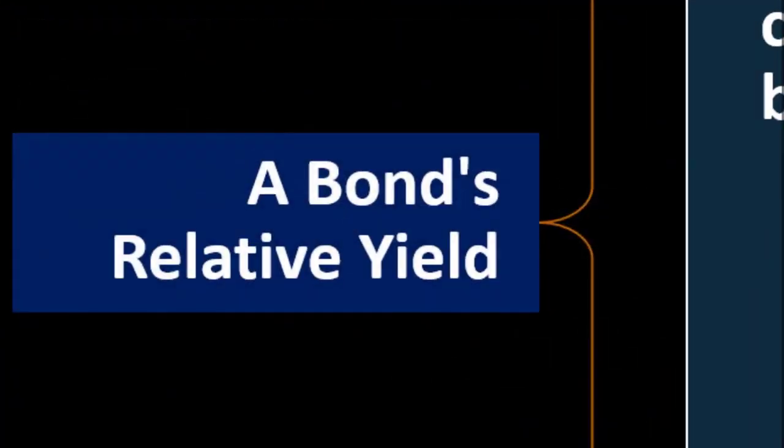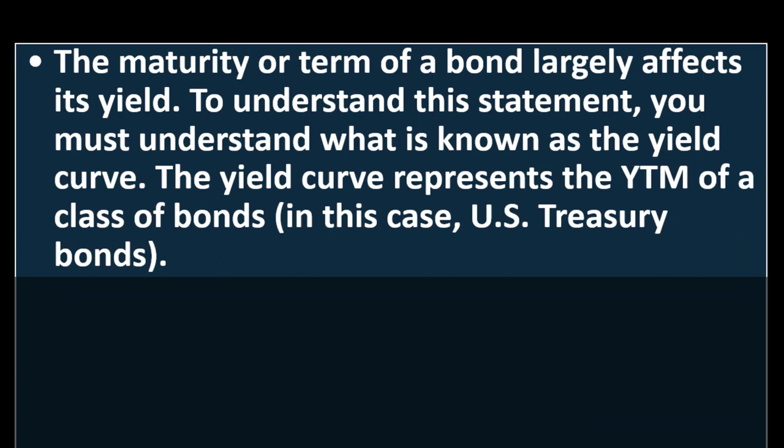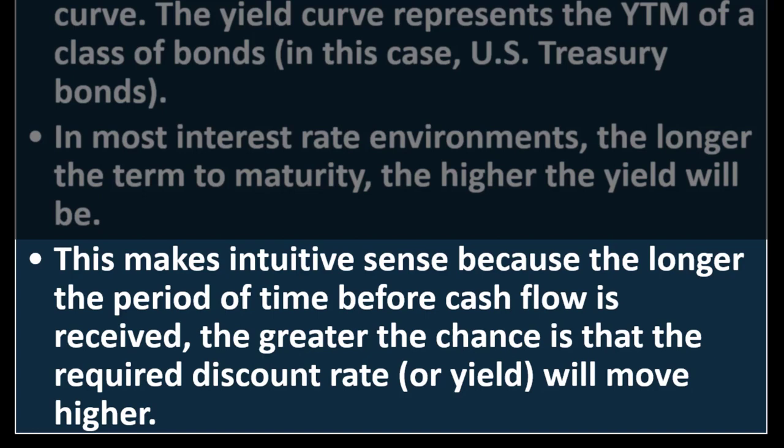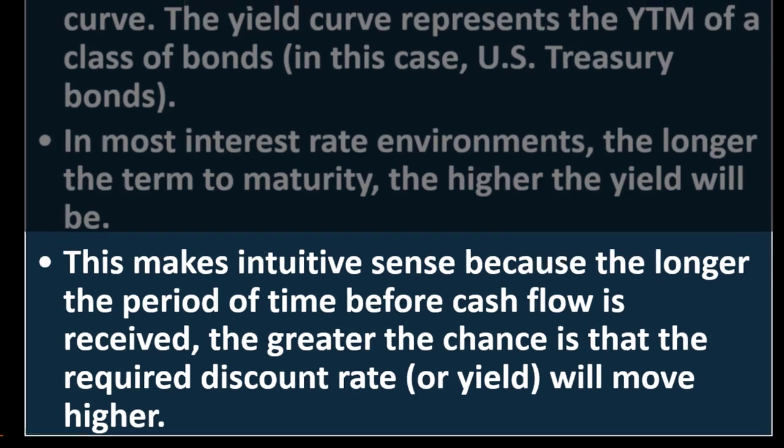So a bond's relative yield. The maturity or term of a bond largely affects its yield. To understand this statement, you must understand what is known as the yield curve. The yield curve represents the YTM of a class of bonds, in this case, U.S. Treasury bonds. So in most interest rate environments, the longer the term to maturity, the higher the yield will be. This makes intuitive sense because the longer the period of time before cash flow is received, the greater the chance is that the required discount rate or yield will move higher.